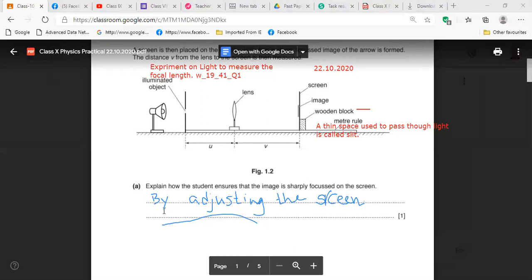So already the first part is written: by adjusting the screen forward and backward. Forward and backward slowly, not easily. Right, yeah, the word should be slowly.